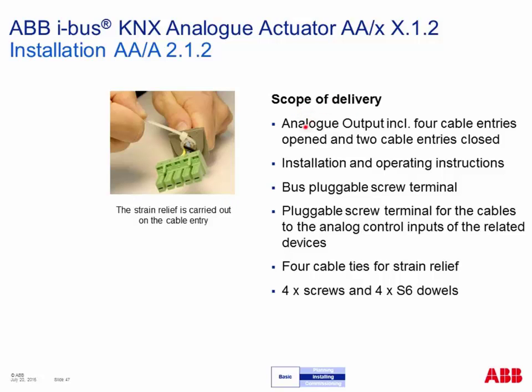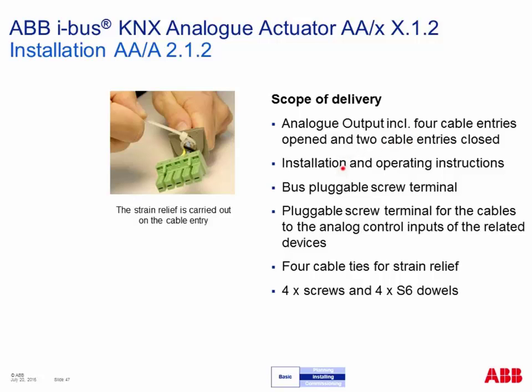The scope of delivery. The analog actuator comes with four of these cable entries, which are open, and two cable entries which are closed. So depending on whether you have more than two cables, you have to use the opened or the closed cable entries. Very important: do not take a knife and open the closed cable entries. You have to replace them with the opened cable entries.